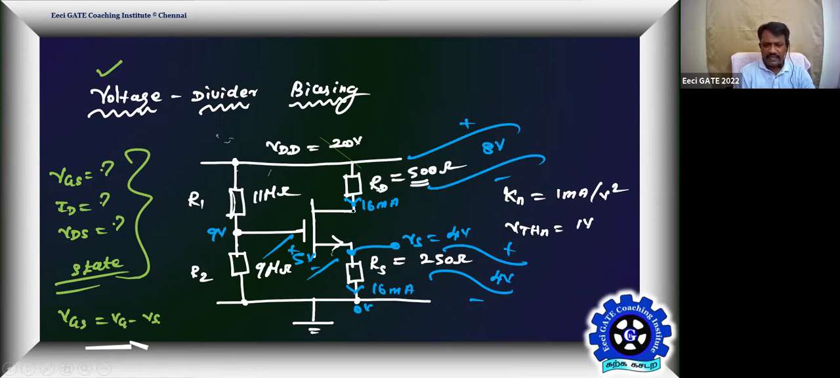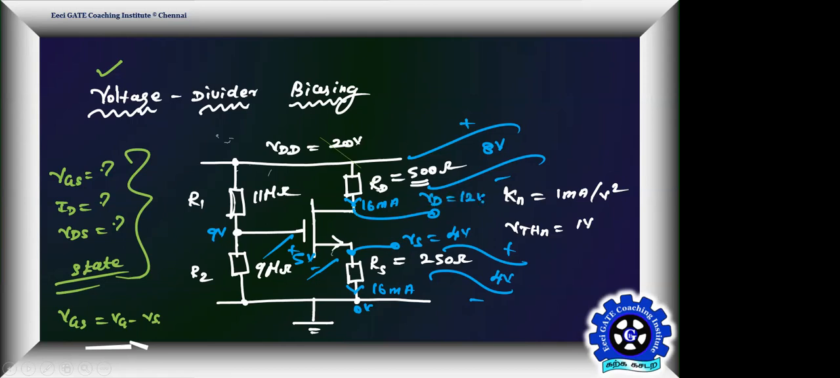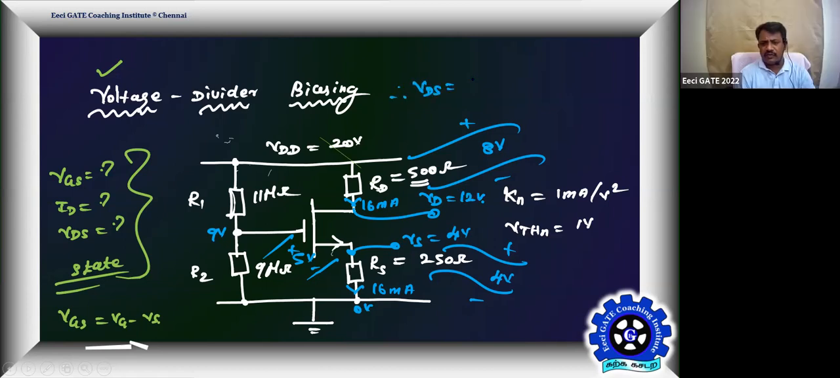Then you are losing 8 from 20. Then the VD is equal to how much? 20 minus 8, 12 volt. Therefore, in the given circuit, VD is equal to 12. 12 minus 4, how much? 8 volt is your VDS, correct? So 8 volt is VDS. Since VGS is known, then we know our VDS pinch off also. What is the VDS pinch off? VDS pinch off is VGS minus what?